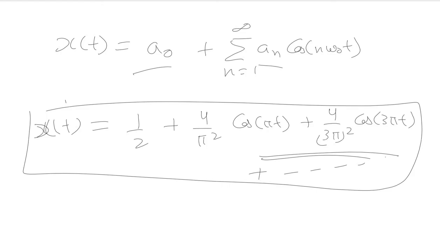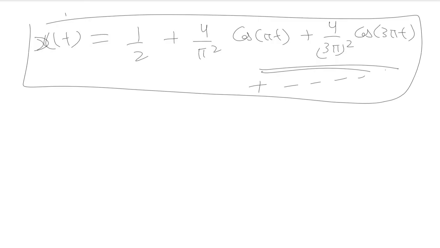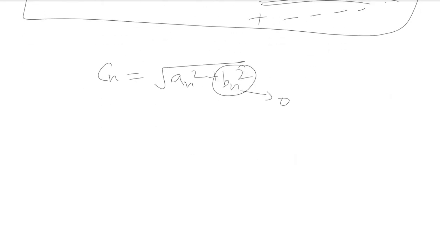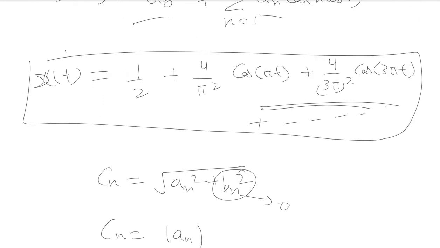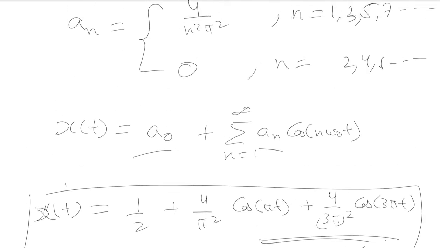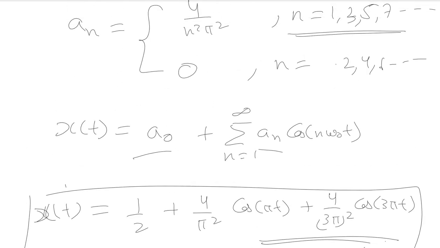And now the second part of the question is to find out the line spectrum. In order to find out the line spectrum, we need to find out the line coefficient, which is c of n, nothing but square root of a n square plus b n square. b n square in this case will be 0 because it's an even symmetry case. So c n will be nothing but modulus of a n. We know a n is present only for the odd values of n. For even values of n, it is 0. And this is the value of a n for odd values of n.